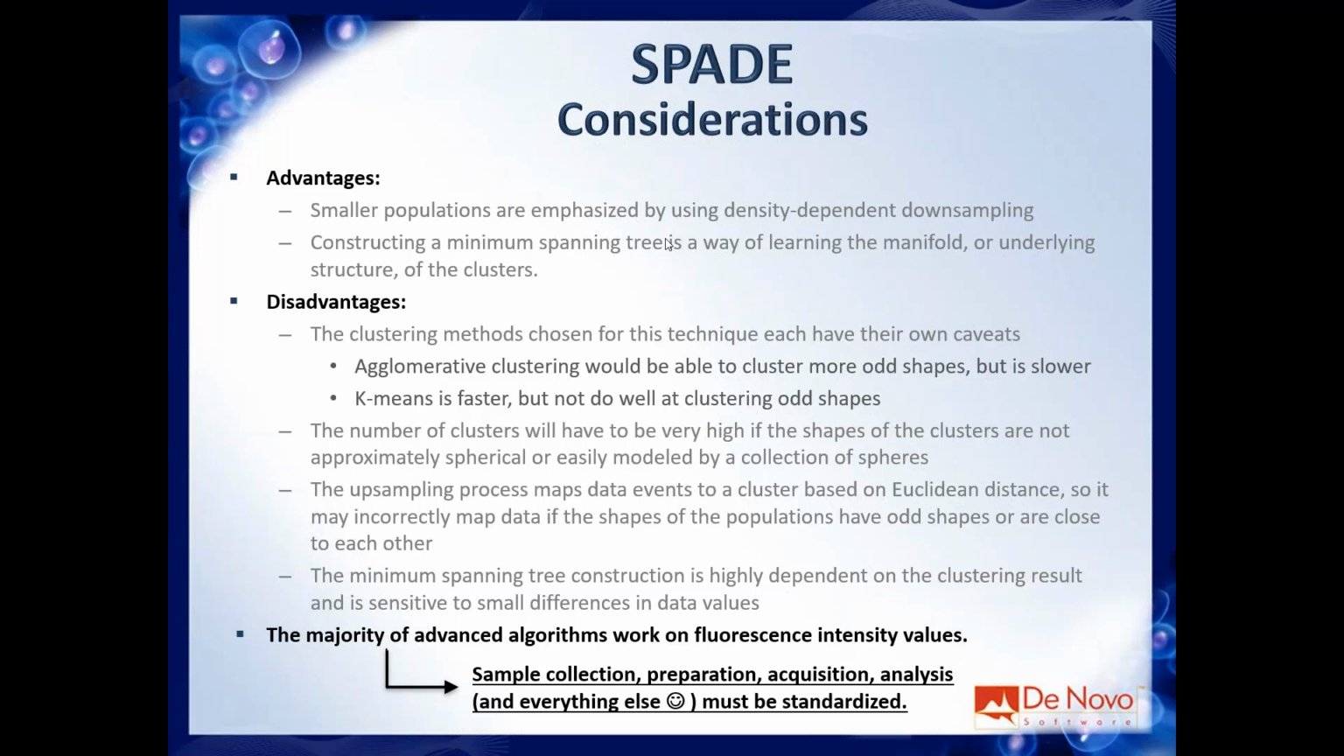K-means is based on Euclidean distance, and also the upsampling is based on the Euclidean distance. Euclidean distance is just one of the many ways in which you can calculate distances. So it may or may not be the best solution, but this is what SPADE does.